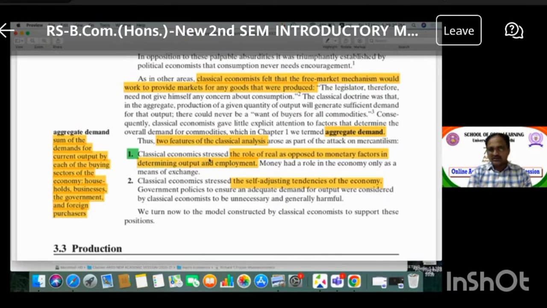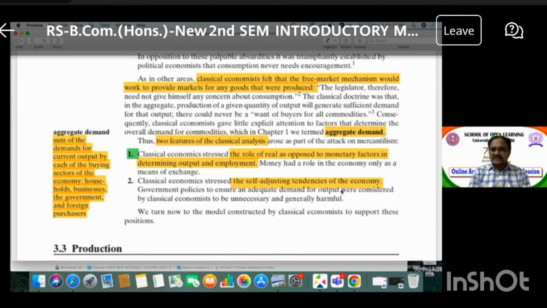One is that classical economics stressed the role of real as opposed to monetary factors in determining output and employment. That means the classical economist determined that there is only one factor, that is labor. In the initial stage, the 1930s, there were no other factors to influence more. Labor is the only factor to influence the entire output, or the entire aggregate income. Got the point?